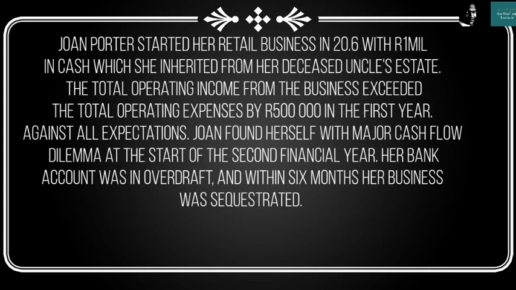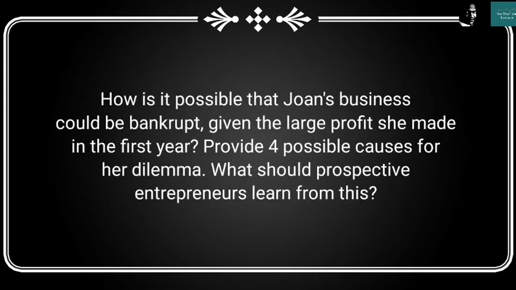Okay, cool. So the question is, how is it possible that Joanne's business could be bankrupt, given the large profit she made in the first year? Provide 4 possible causes for her dilemma, and what should the business learn from this? Now I'm going to just discuss this, guys. Remember what I was discussing in the first video.